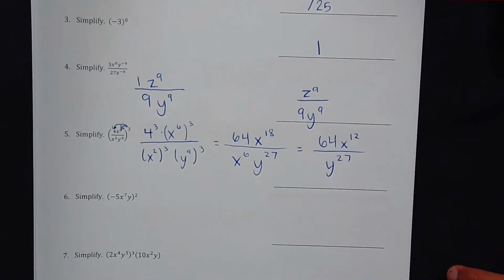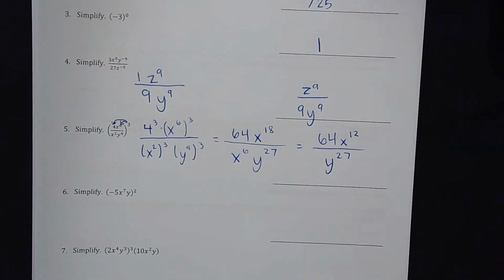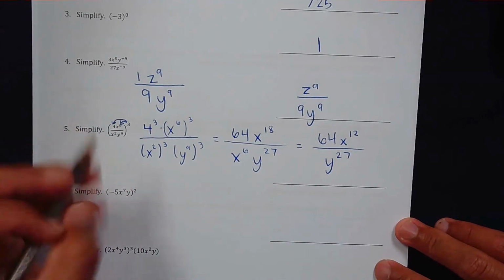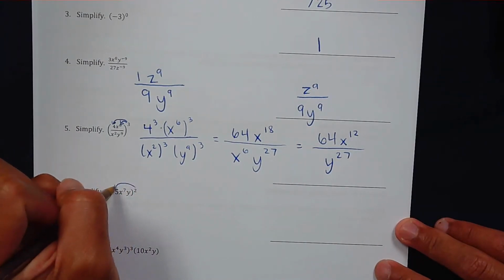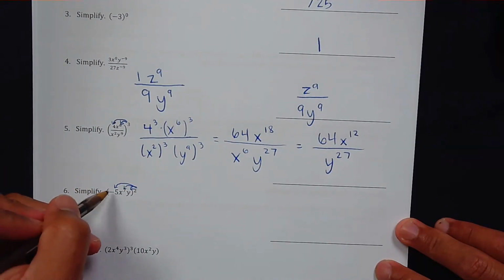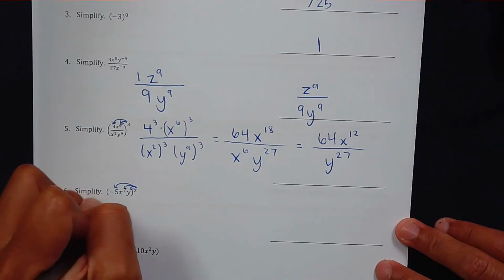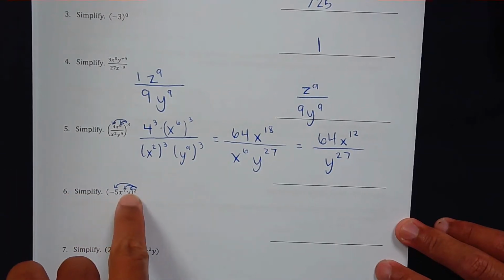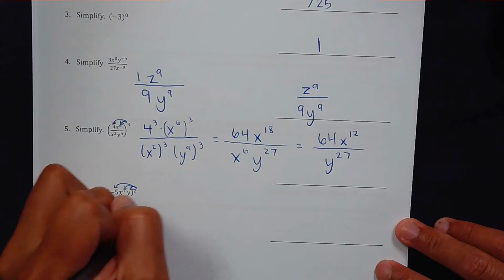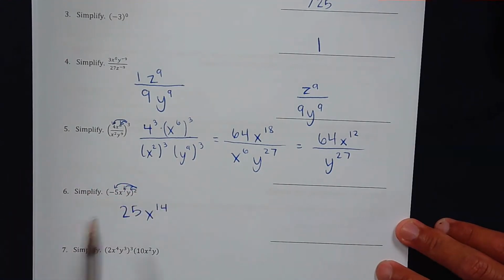All right, question number 6, simplify. All right, so we have that squared on the outside, just as we did with question number 5. We have to sort of think of it as distributing it to each of those terms. All right, so negative 5 squared gives us 25. x to the 7th squared, we multiply those exponents, that gives us x to the 14th. And then y squared. So y squared, we literally rewrite that. That is our final answer.